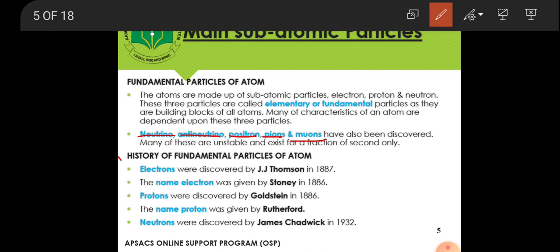So let's discuss the history of fundamental particles of an atom. Electrons were discovered by J.J. Thomson in 1887. The name electron was given by Stoney in 1886. Protons were discovered by Goldstein in 1886. The name proton was given by Rutherford. Neutrons were discovered by James Chadwick in 1932.